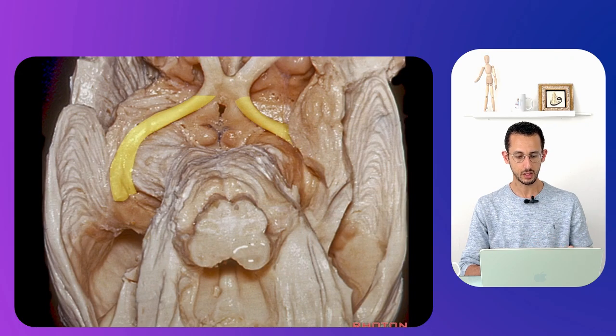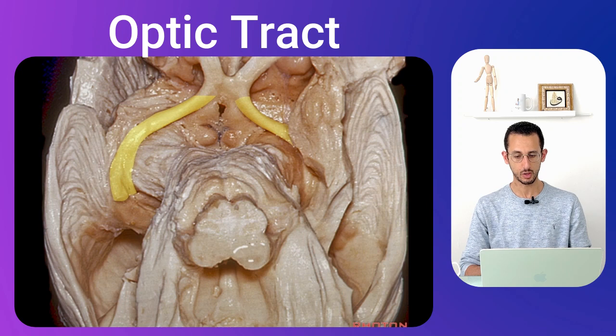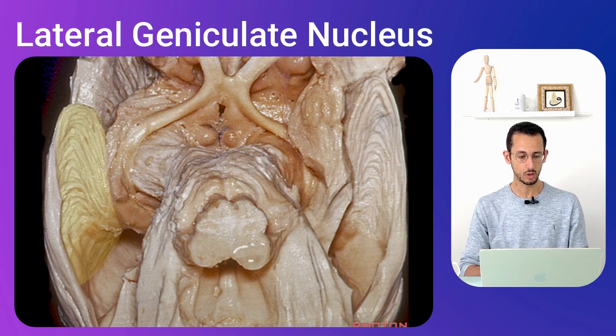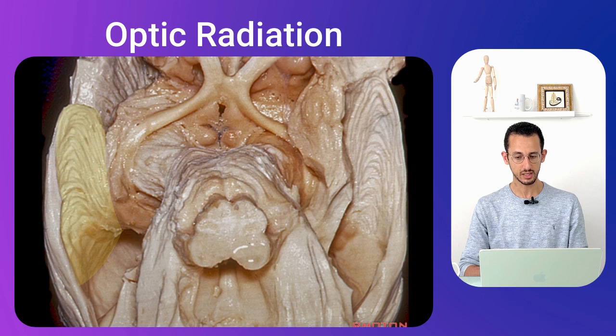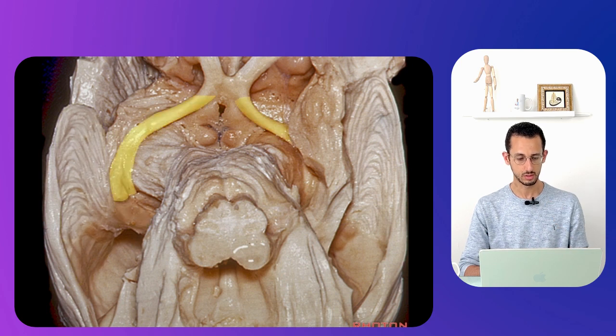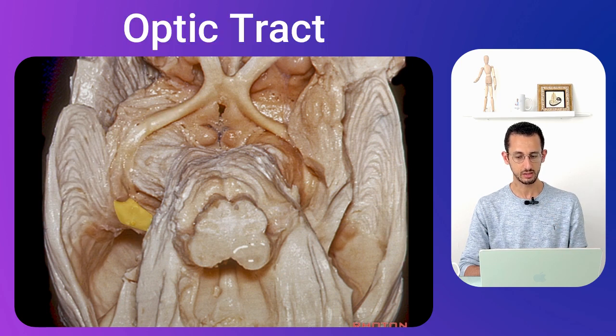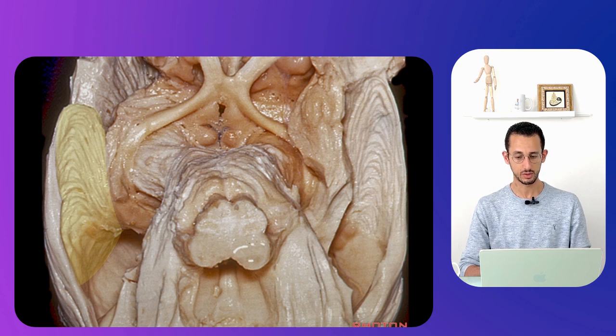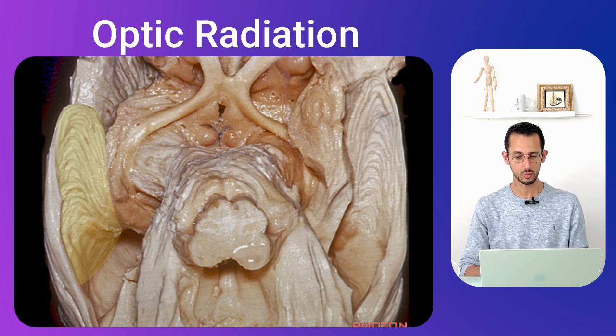After we removed the uncus, then we have a wider picture of the whole optic tract. So the optic tract can be seen from the inferior perspective as it approaches the lateral geniculate nucleus, which gives rise to the optic radiation. So optic tract, lateral geniculate nucleus, and then it gives rise to the optic radiation that courses along the roof of the temporal horn.